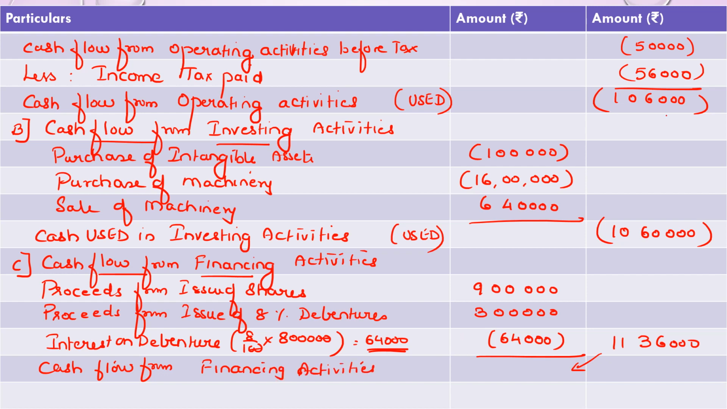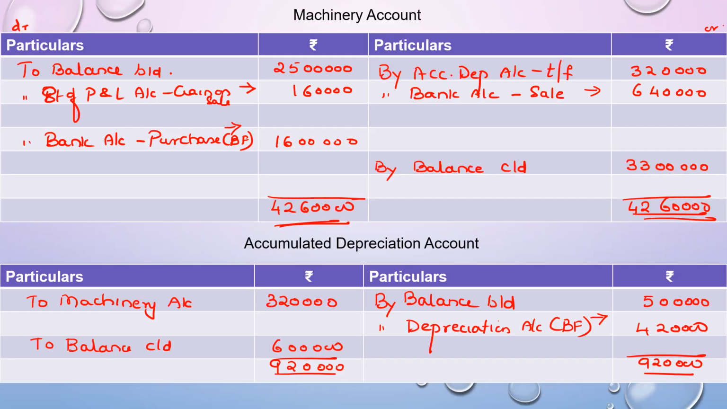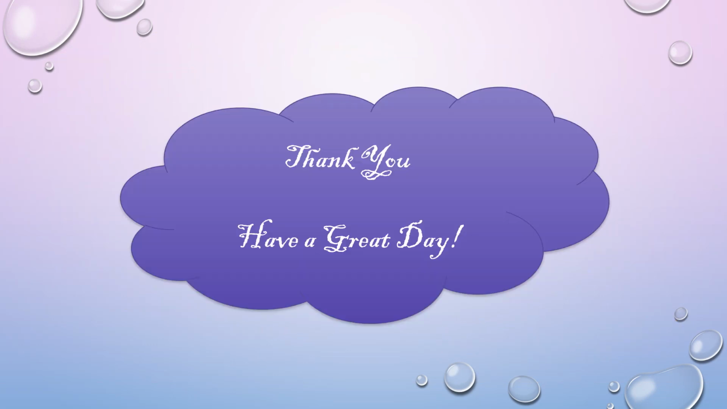So just add these three together. 1 lakh 6. 11 lakh 66 minus 11 lakh 36. That would give you a negative of 30,000, and that is the net decrease in cash and cash equivalent. So see how we were able to solve such a cash flow statement question with ease. So please follow the steps, do it systematically like this. You will be able to solve it very easily.